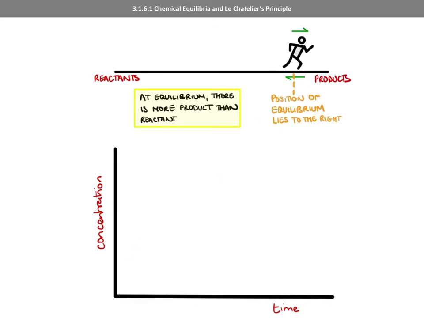Finally, our position of equilibrium could lie to the right. So at this equilibrium, there's more product than reactant. So if we were to consider how the concentration of the reactants changes and how the products change and how they relate to each other, then again, reactants is maximum at the beginning, and what we would find is that we would get a shape something like this in terms of their concentration.